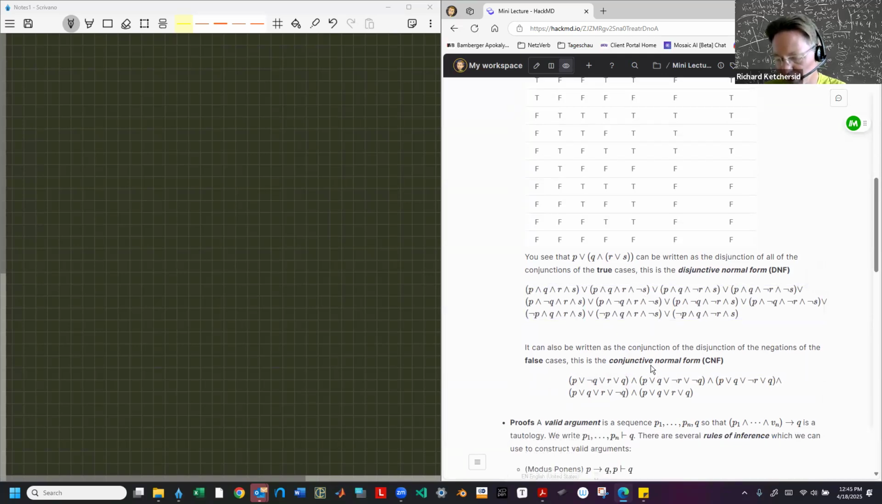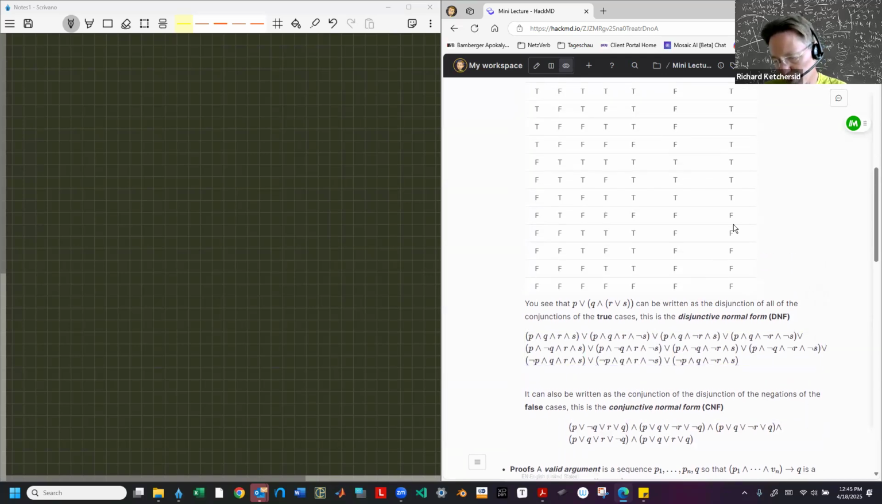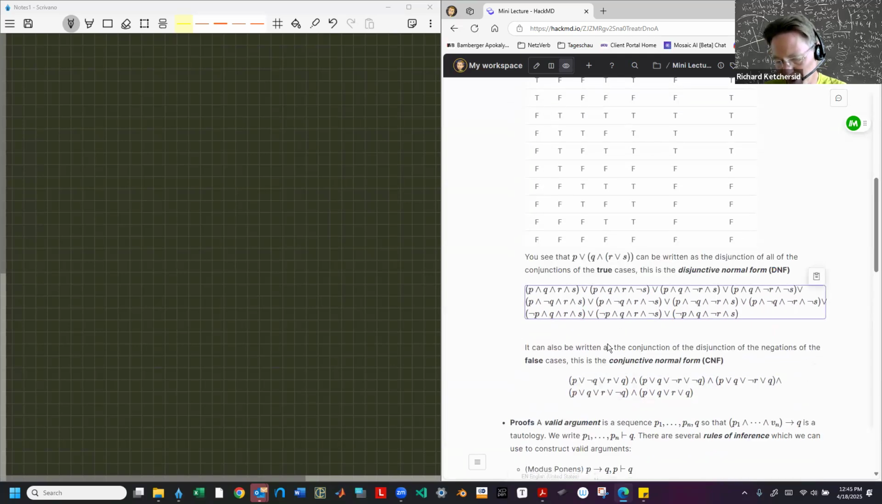Similarly, for the conjunctive normal form, you look at where all the falses are. And then what you do is, so here's like the first false. We have false, true, false, false. You negate that, right? So here, instead of putting, let's see, so that first one is here, right?